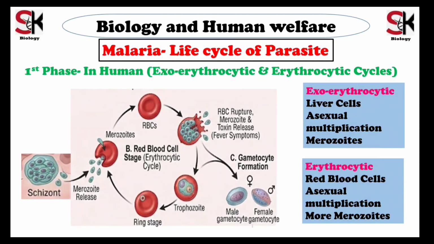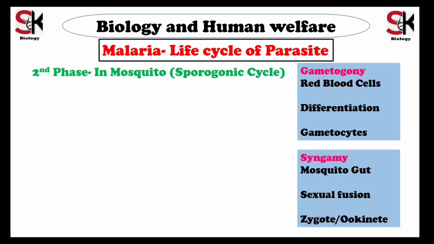These merozoites then enter the red blood cells, where they again multiply asexually. This stage is called the erythrocytic cycle. When red blood cells burst, more merozoites are released, causing fever and chills in the patient. From here, the second phase of the parasite life cycle starts.